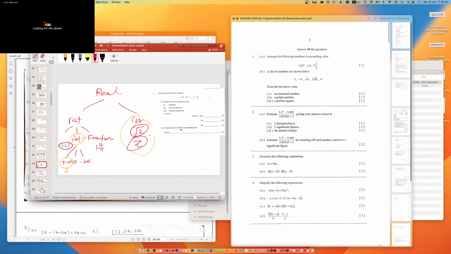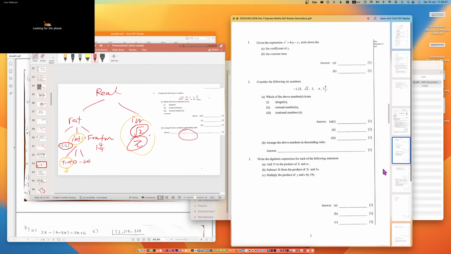Then arrange the above numbers in descending order. So once again, just get all of them into so-called decimal numbers. Then arrange them in descending order, meaning highest to lowest. So this one I will leave it to you. This is simple.